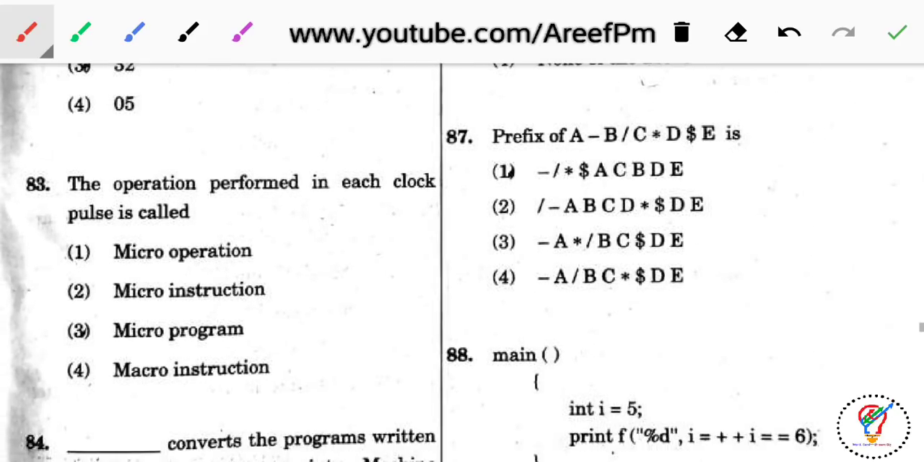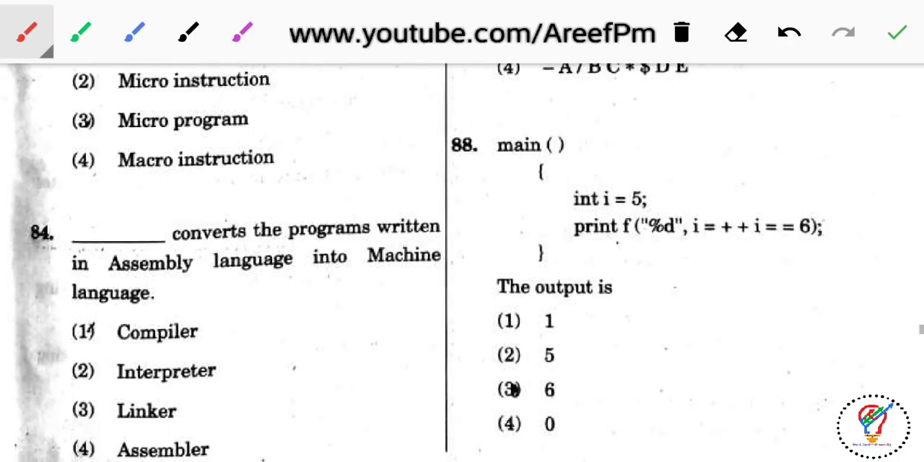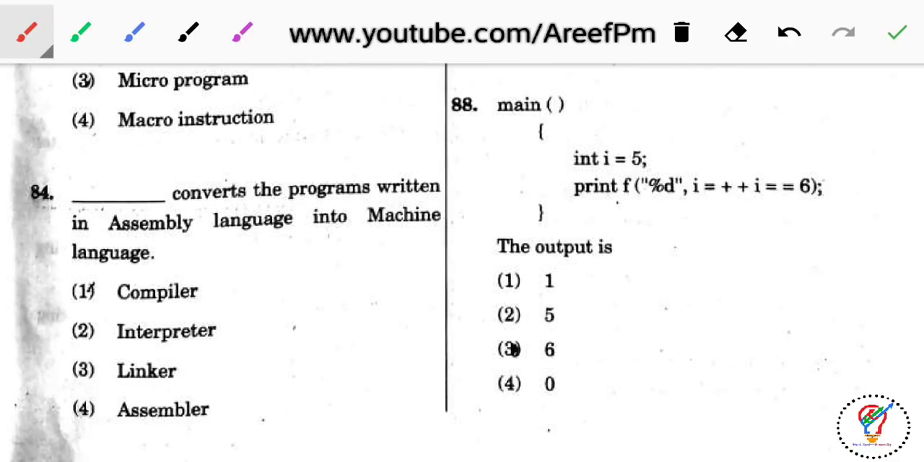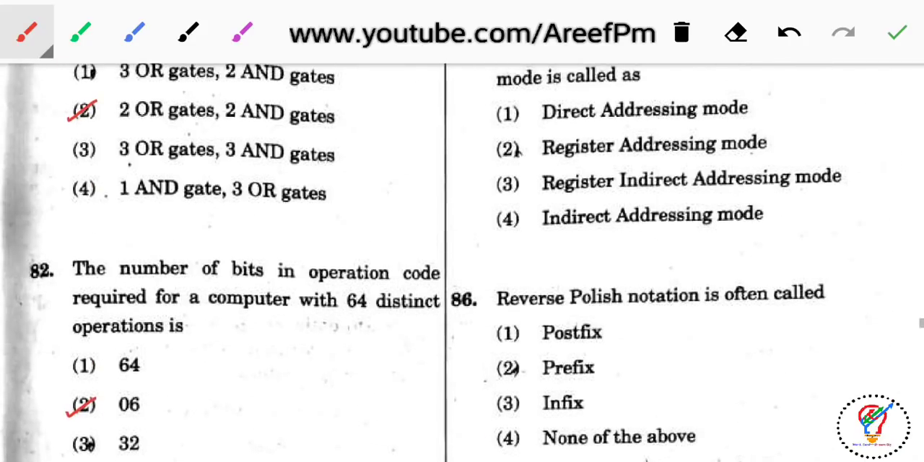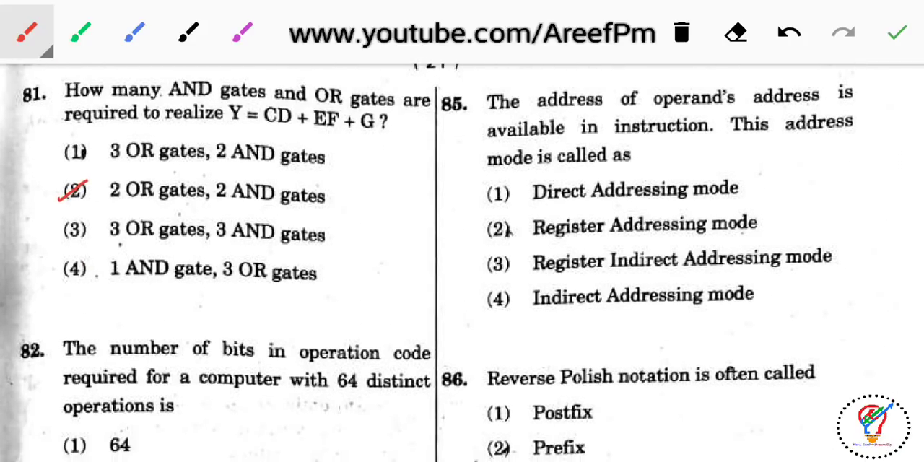Next one, the operation performed in each clock pulse is called micro operation. Next one, the program that converts programs written in assembly language into machine level language is nothing but the assembler. A compiler is going to compile the program. Now the 85th question here: the address of the operand's address is available in the instruction. This mode of instruction is known as indirect addressing mode. So 85 is indirect addressing mode.